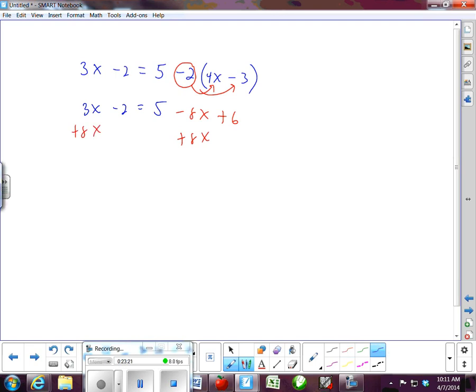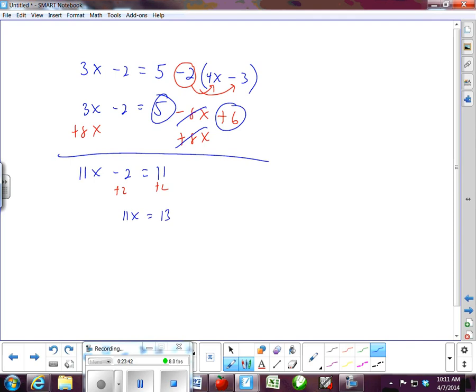All right, what do we get on the left side? We get 11x. We still have minus 2. On the right, the negative 8x and the positive is gone, and I can add the 5 and the 6, right? That's 11. Okay, now it's a simplistic equation. And hopefully you solve from here. Let's move the 2 by adding its opposite to both sides. So we got 11x equals 13.